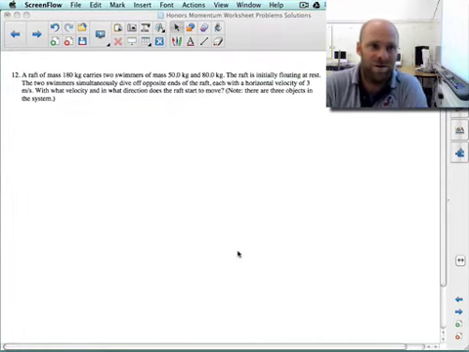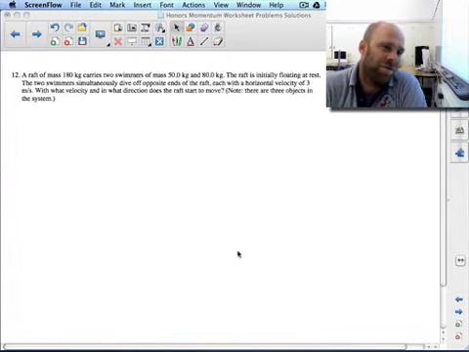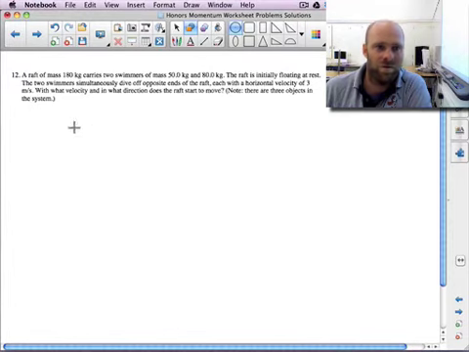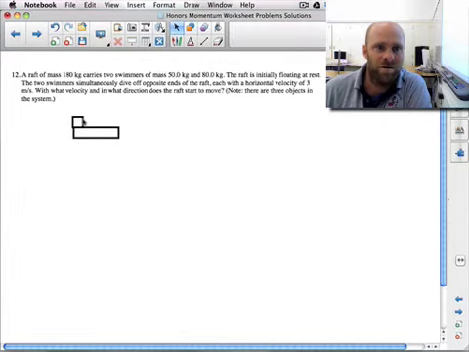Hello, this is the raft problem, the raft with two swimmers. So you've got a raft that's just sitting there, and see if I can draw a raft really nicely for you. There you go. There's a raft, and we'll make this the 50-kilogram swimmer jumps off on the left side, and a slightly more mass 80-kilogram swimmer jumps off on the right. I'll make that box a little bigger to represent that.